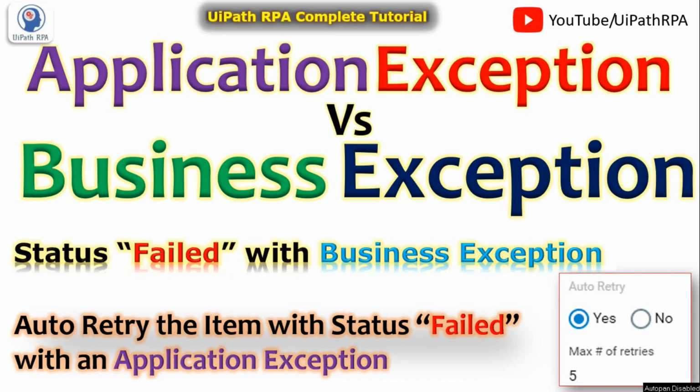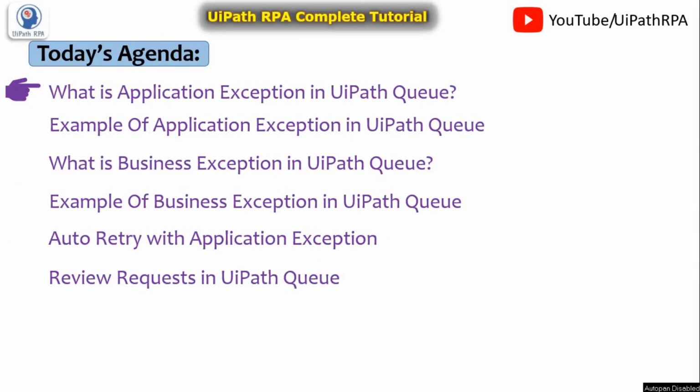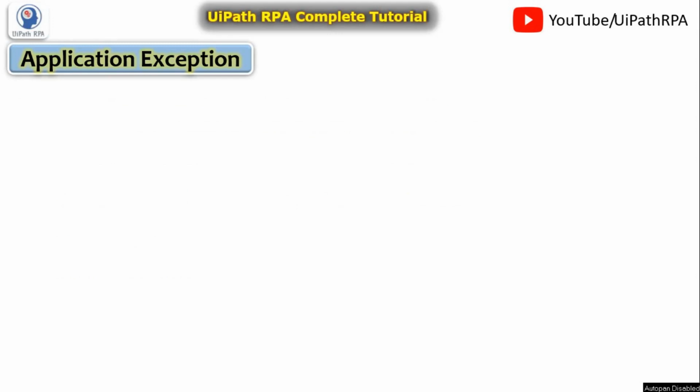So let's see what our agenda is today. We'll learn what an application exception is in UiPath Q, and we'll see an example of an application exception. Then, what a business exception is in UiPath Q, with an example of business exceptions, then auto retry with application exceptions, and lastly review request in UiPath Q. So let's start.